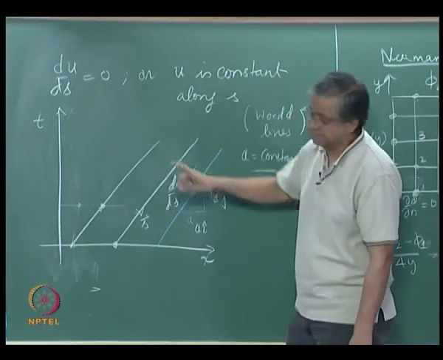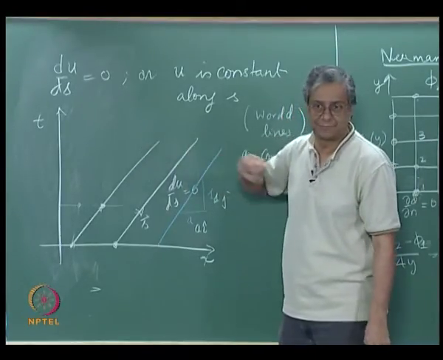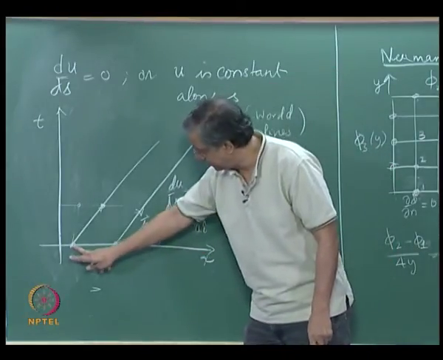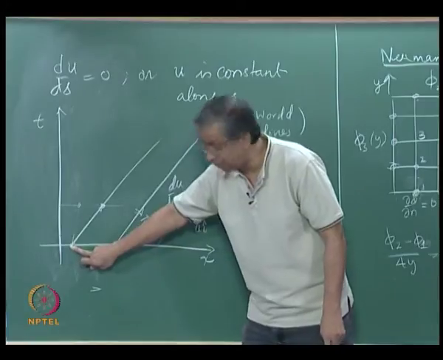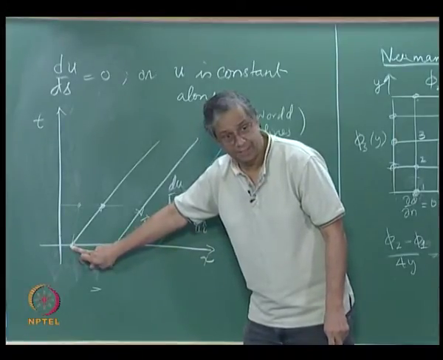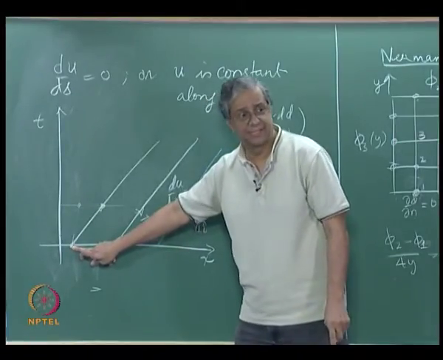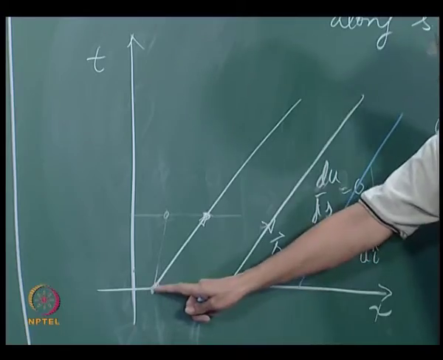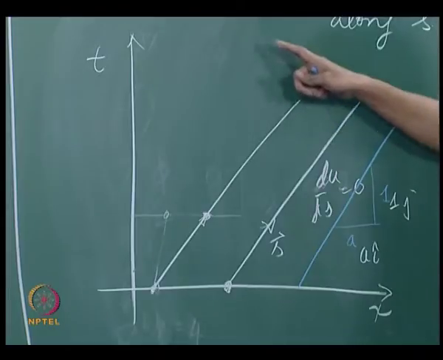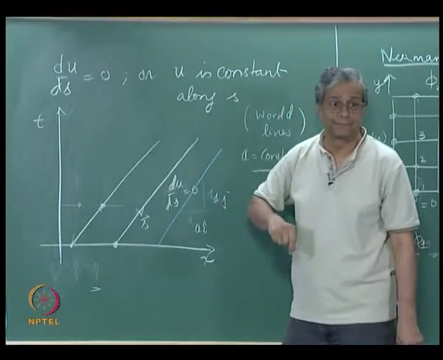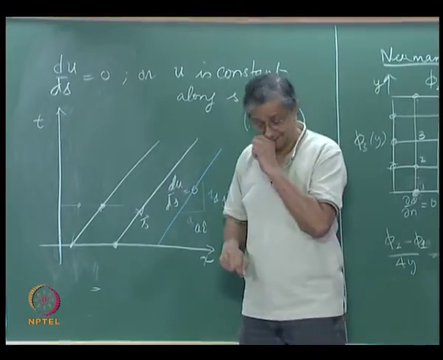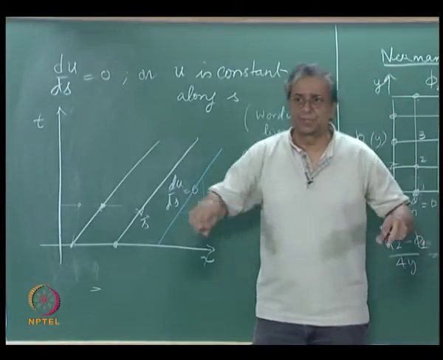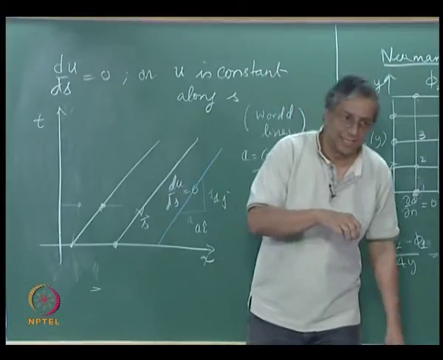Okay, so it is very clear. What this basically does is it propagates whatever is there at this initial point at the speed a, and as a consequence, because du/ds equals 0, it is not as though white chalk dust is being added everywhere. It is being added only at one point.